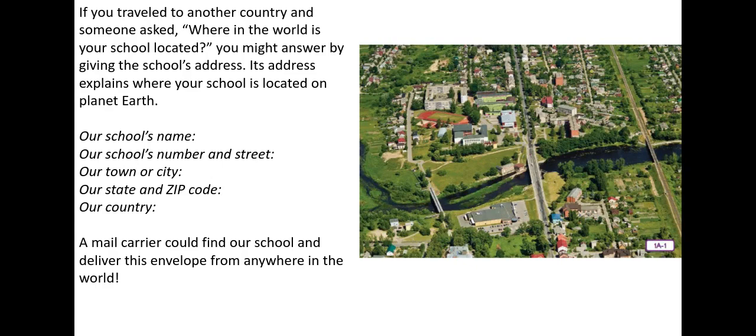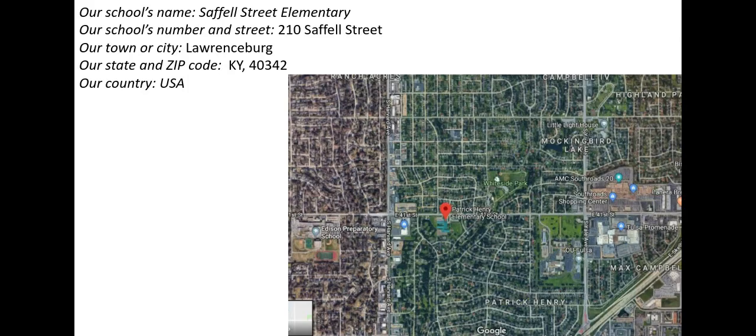If you traveled to another country and someone asked, "Where in the world is your school located?" You might answer by giving the school's address. Its address explains where your school is located on planet Earth. So you say your school name, your school's number and street, the town or city, its state and zip code, and the country. A mail carrier could find our school and deliver this envelope from anywhere in the world.